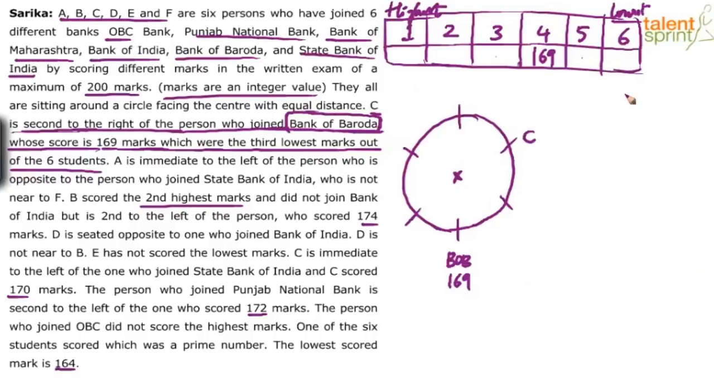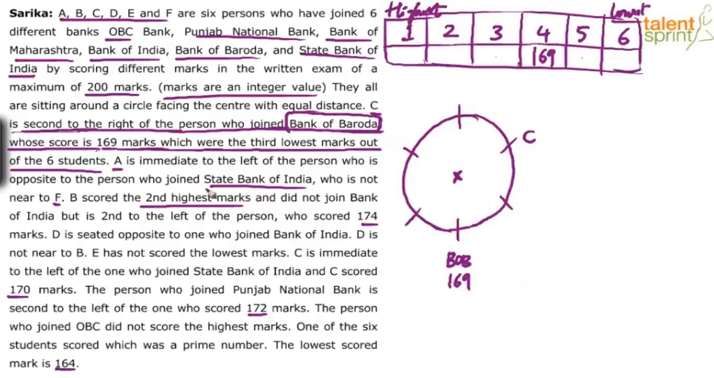Next point, A is immediate to the left of the person who is opposite to the person who joined State Bank of India, who is not near to F. Now, if you look at the second statement, it doesn't really connect with anything given in the first statement. In the first statement, we know about C, we know about Bank of Baroda, and we know about 169. But look at the second statement. It says A is to the immediate left of the person who is opposite to the person who joined SBI, who is not near to F.